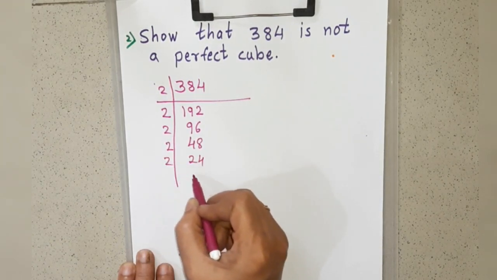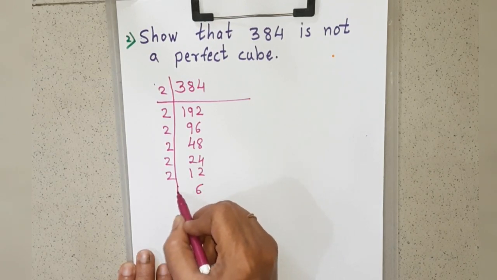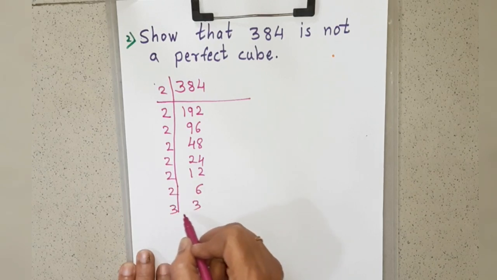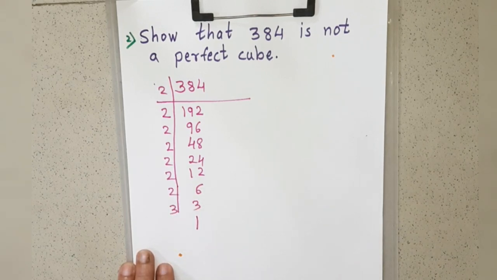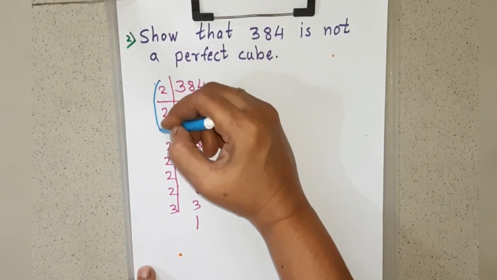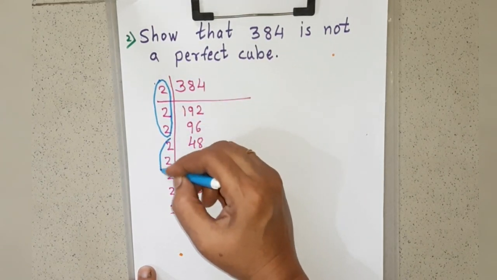48 divided by 2, I get 24. 24 divided by 2, I get 12. 12 divided by 2, it is 6. And 6 divided by 2, I get 3. And 3 divided by 3, I get 1. Now what are we seeing here? Look at this. 2, 2, 2. I found a triplet here. Again 2, 2 and 2, I found a triplet here.